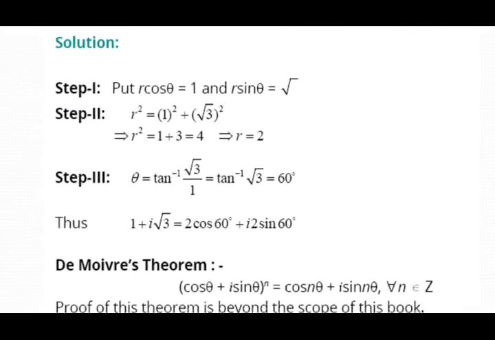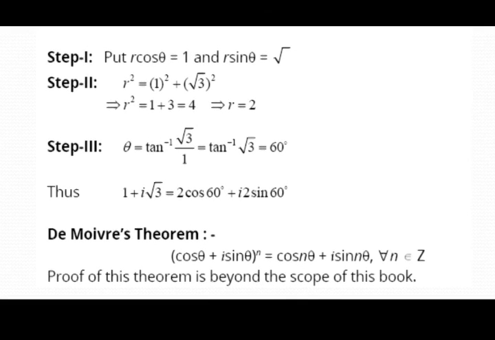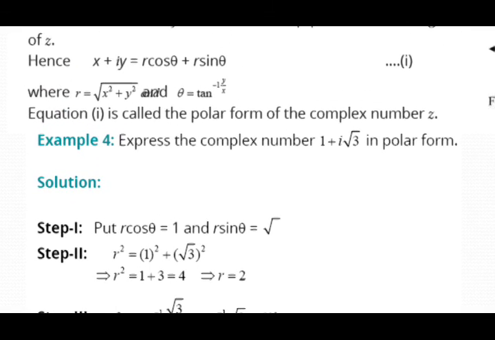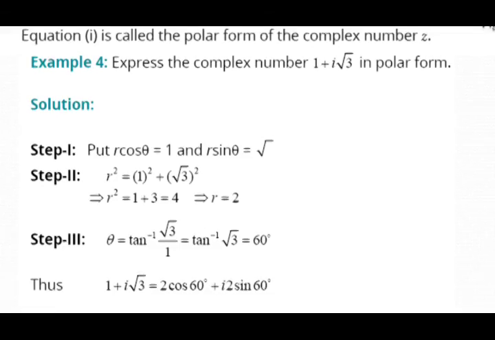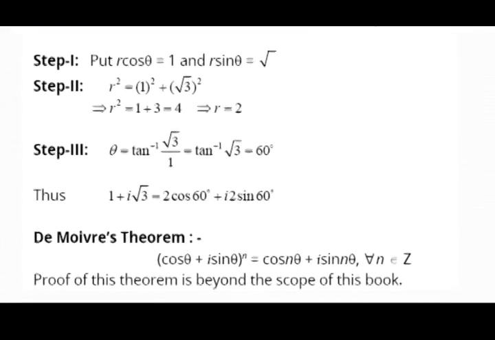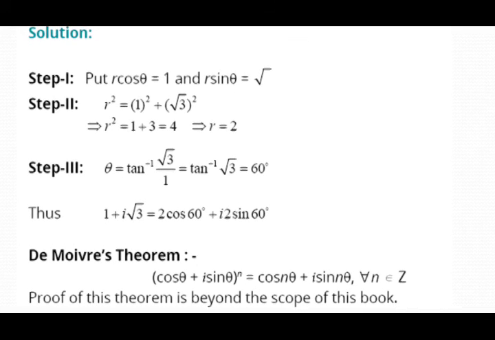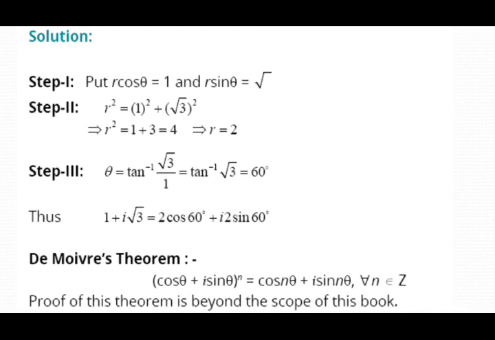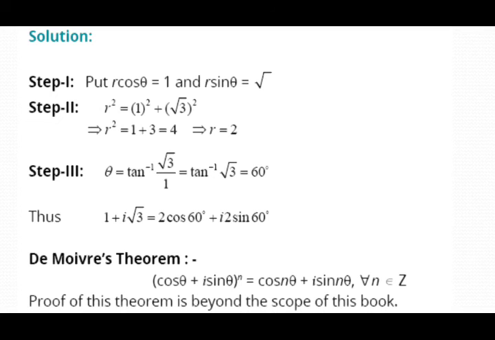Just like that. And at the end we get the complex number with x equal to r cos theta and y equal to r sin theta. r is equal to 2 and theta is 60 degrees. And then De Moivre's theorem: cos theta plus iota sin theta, whole power n, the angle multiplied by the power, becomes cos n theta plus iota sin n theta. And n is always an integer.